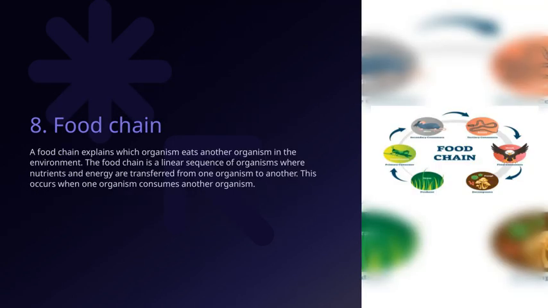A food chain explains which organism eats another in the environment. It's essentially a linear sequence that shows how nutrients and energy move from one organism to the next. This transfer happens when one organism consumes another. Understanding this helps us see how different creatures are connected and how energy flows through an ecosystem. It's a fundamental concept that ties into the bigger picture of how living things survive and interact in their habitats.